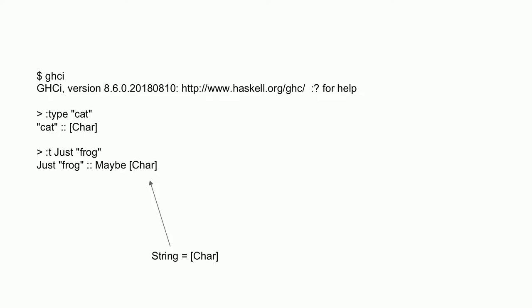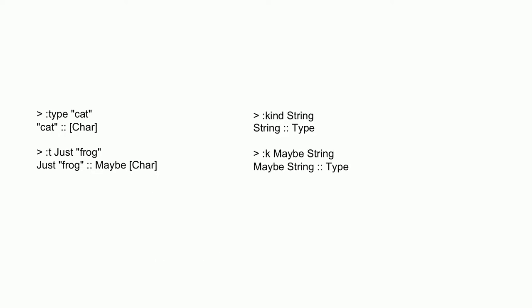In the Haskell REPL, GHCi, you can ask it what the type of a certain value is. You can use :type or the abbreviation :t. String is an alias for a list of characters, so we can ask the types of those variables. Similarly, we can ask what is the kind of a specific type. So we can see String is of kind Type, and Maybe String is of kind Type. This is really, really useful.